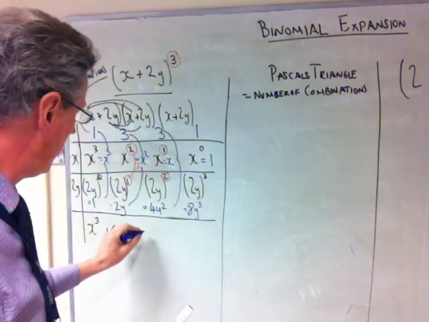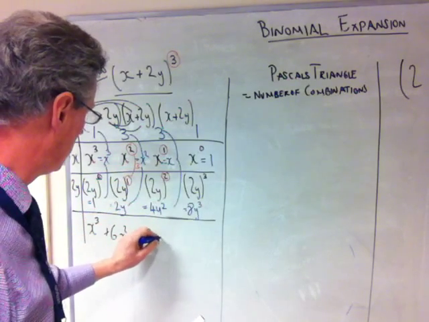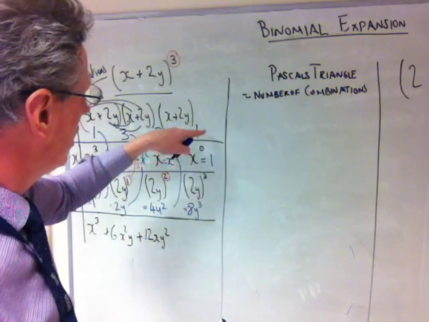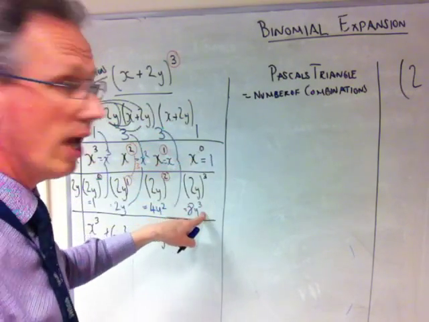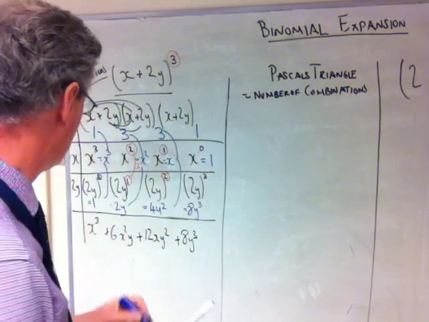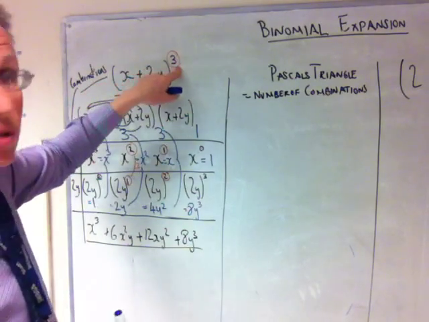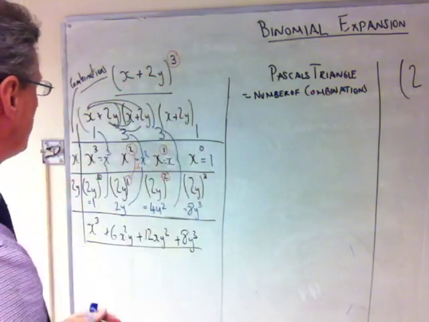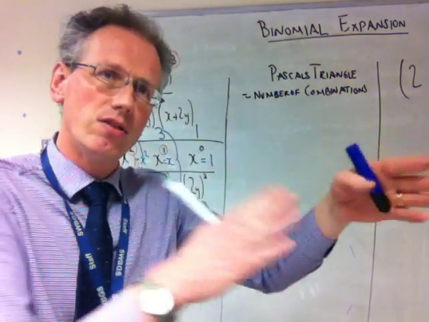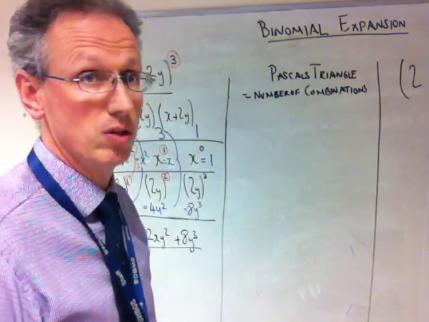Next one, 3 times x times 4y squared. 3 times 4 is 12x y squared. And it's a plus. And then lastly at the end, 1 times 8y cubed, plus 8y cubed. And that is an expansion of x plus 2y cubed, but using this table format you can make it a lot simpler than doing every single term, when it would obviously get quite complex and chances are you may well make a mistake.